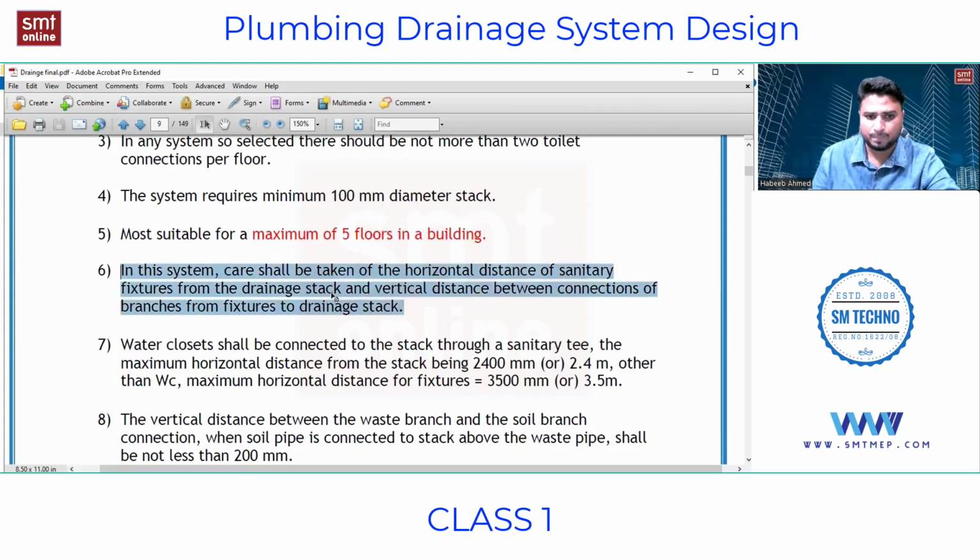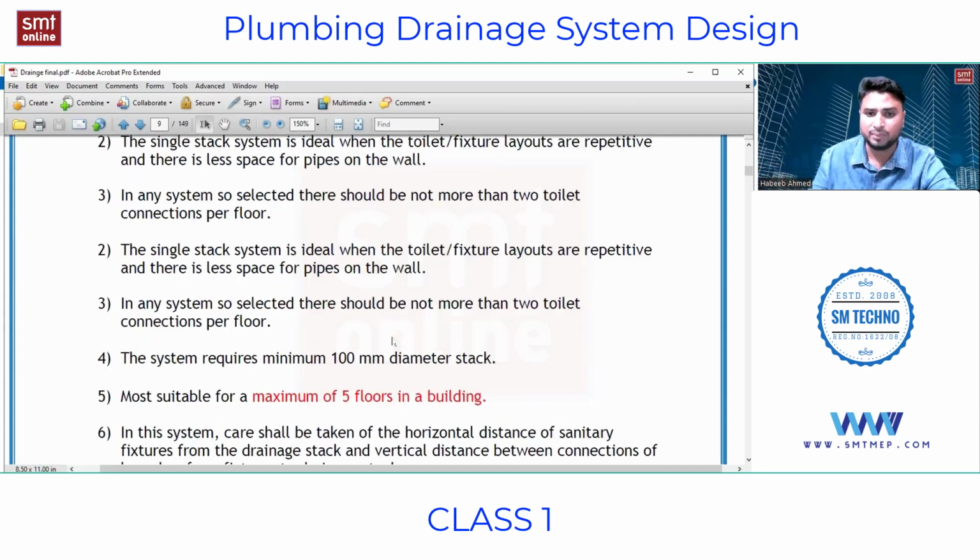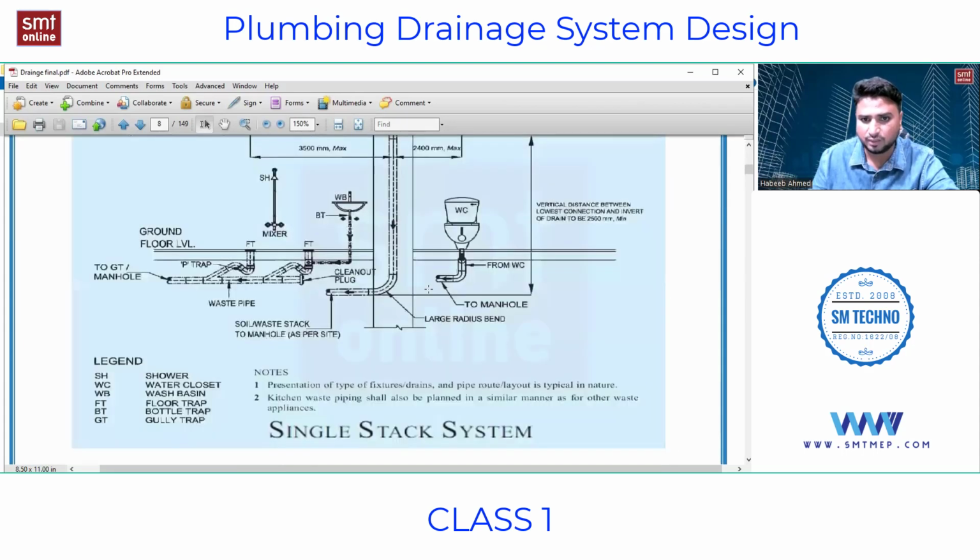In this system, care shall be taken to the horizontal distance of a sanitary fixture from the drainage stack and the vertical distance between connections of a branch from the fixtures to the drainage stack. What has been said here? WCs shall be connected to the vertical pipe, that is nothing but a stack, through a sanitary tee. The maximum horizontal distance from the stack should be 2400 mm, or 2.4 meters. It should not exceed more than this.